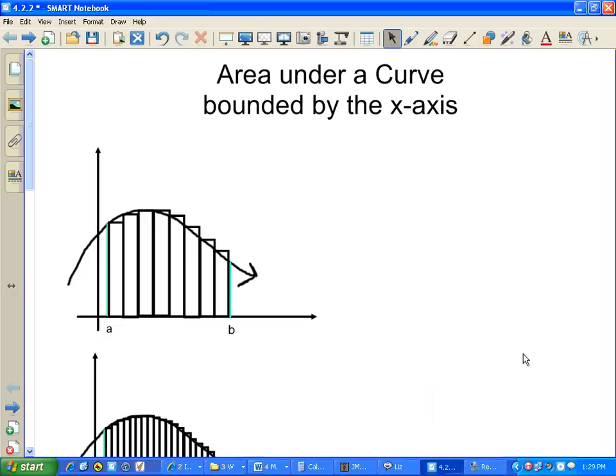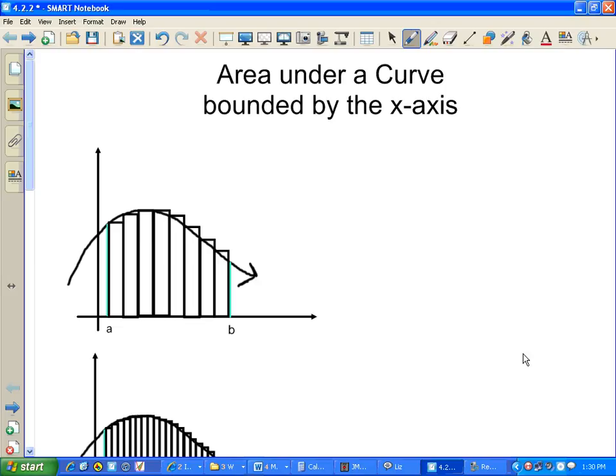Alright, so we're going to look at actually finding the area under the curve. And what we're going to do is use this idea of making a bunch of little rectangles, and we're going to add up all the areas of our little rectangles. We're going to use uniform rectangles, meaning they're all going to be the same width. And so what we're going to need to do is find the area of all these little rectangles.